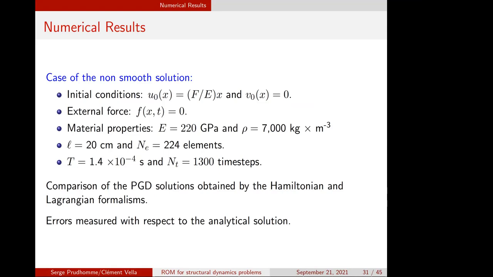Okay, this one. So very briefly here, you have all the values that we are going to use for the first numerical problem.